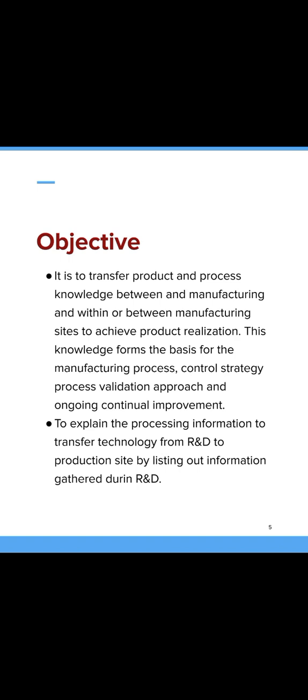listing out information gathered during the research and development. Third one, to explain the processing information to transfer technology of an already existing drug product between the various places. Last one is to illustrate specific procedures and points to be considered for the above two types of technology transfer to contribute to smooth technology transfer.